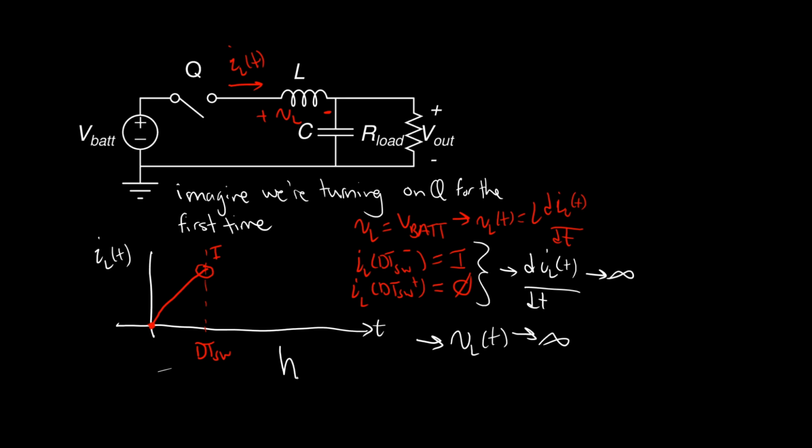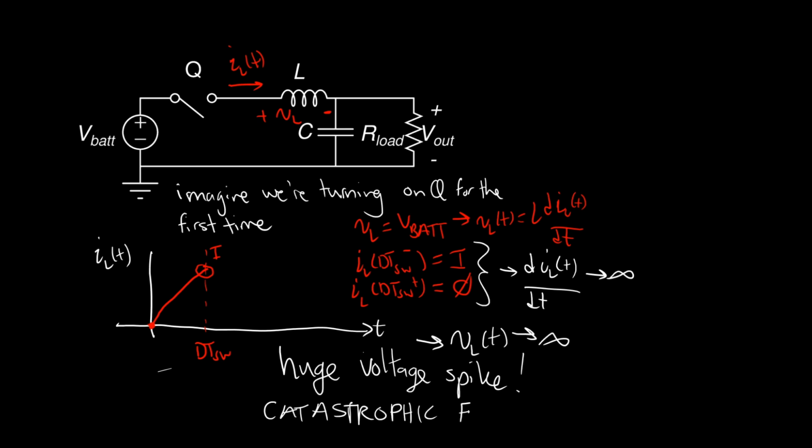That means that VL of t has to tend towards something huge as well, because the slope of the current is really huge. So basically, what's going on, if we turn off the switch while there's some current through the inductor, there's going to be a huge voltage spike. Which a lot of times is catastrophic.